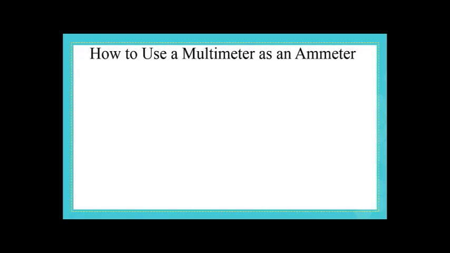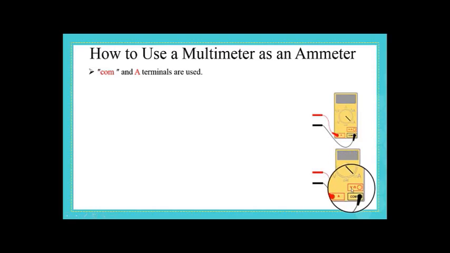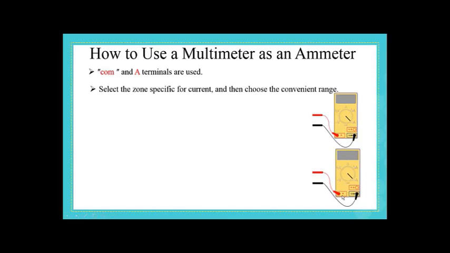So if you want to summarize the way of using an ammeter, first of all, we have to use the COM and A terminals. Have a look right here. This is the COM terminal and this is the A terminal. Similarly for the other figure. Second, we have to choose the zone specific for current. Here is the zone, and pay attention for the symbol right here. It's a direct current. Similarly for the other figure.